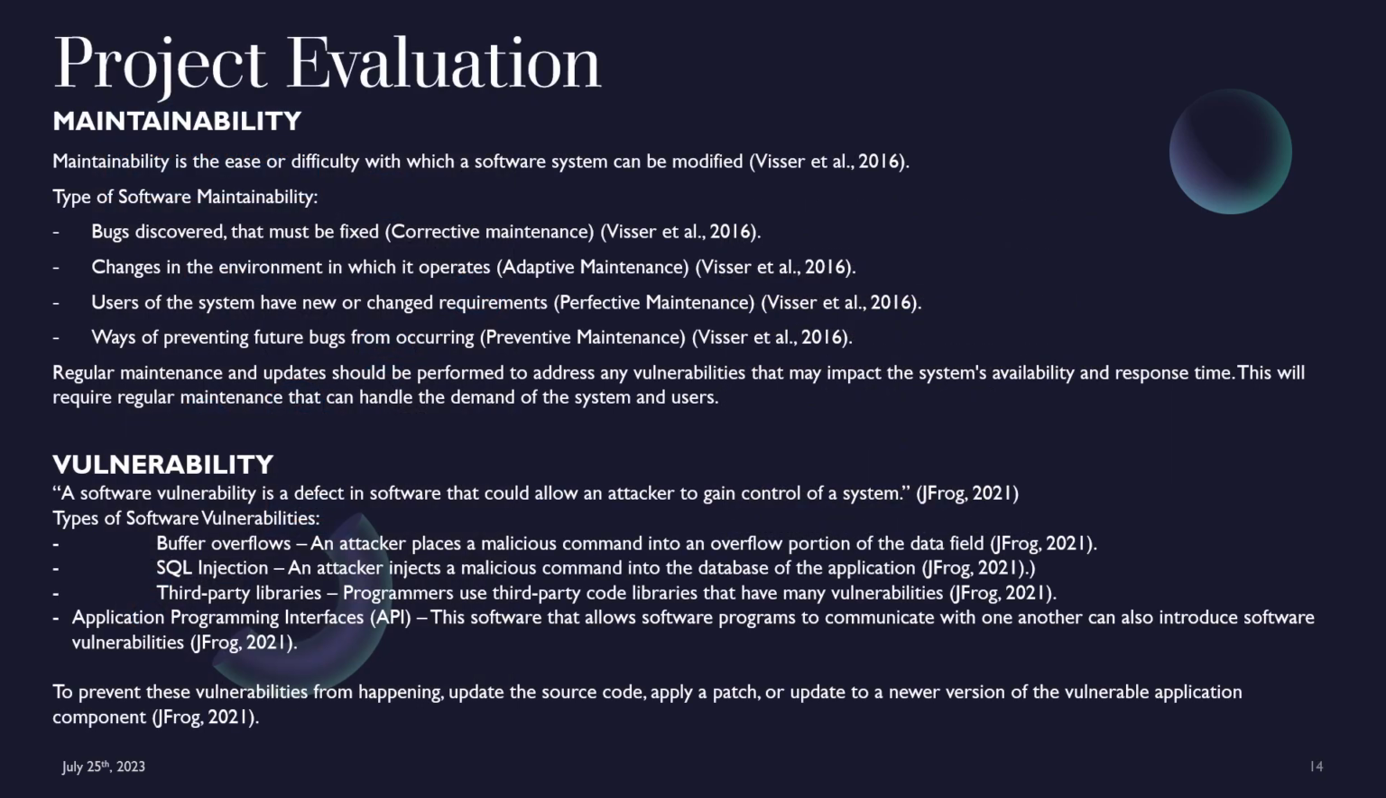Last but not least, we have project evaluation. Here there are 2 factors that were of main concern, and that is maintainability and vulnerability. Maintainability is the ease or difficulty with which a software system can be modified. Types of software maintainability are bugs being discovered and must be fixed, changes in the environment in which they operate, and users of the system have new or changed requirements, as well as ways of preventing future bugs from occurring.